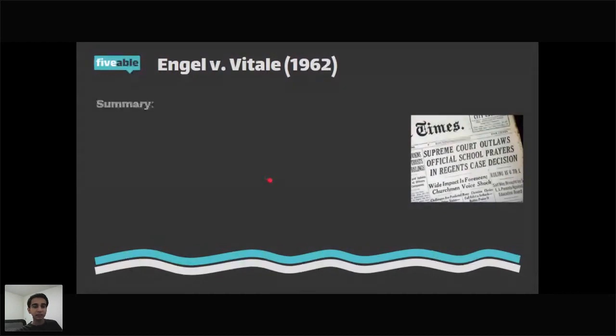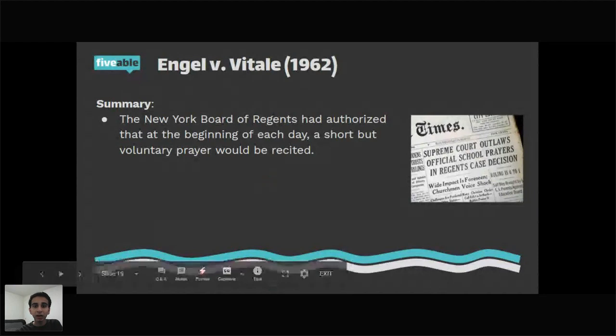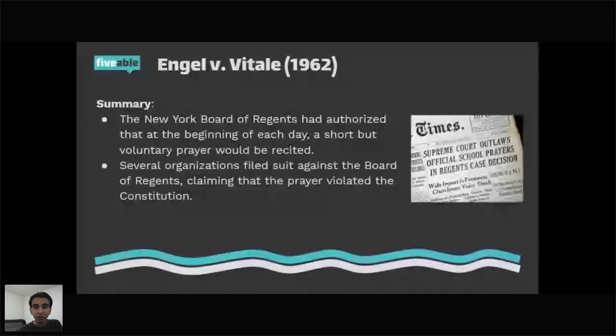Engel versus Vitale is a case from 1962. Basically, a short summary is that the New York Board of Regents, which is kind of like their school board, had authorized that at the beginning of the day, a short but voluntary prayer would be recited. So it wasn't going to be mandatory. You could say it if you want, but you didn't have to. But several organizations filed suit against the Board of Regents, basically saying that it went against the Establishment Clause because it showed that the government was praising a religion or advocating for that behavior.